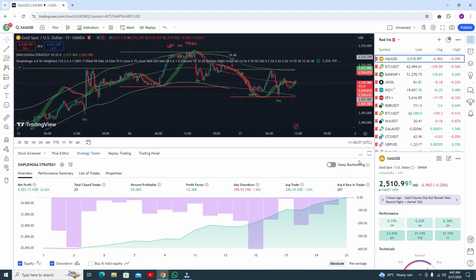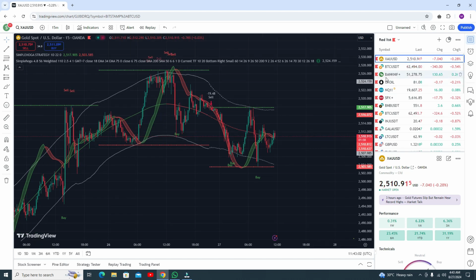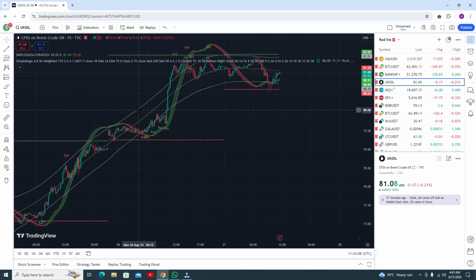Okay, now I need to show you results in some other pairs like UK oil. Let's see. It works on all pairs like Indian market, forex, crypto, indices. It will work on all.